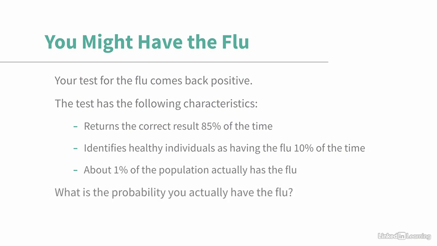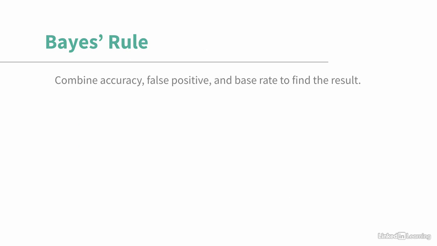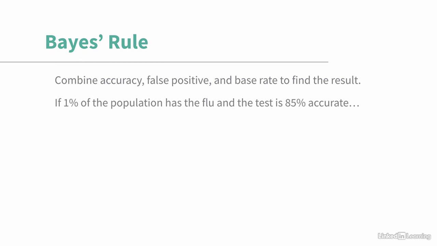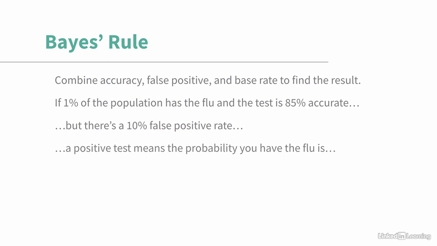So the question is, what is the probability that you actually have the flu? For this, we use Bayes' rule. We combine the accuracy, false positive, and base rate to find the result. So if 1% of the population has the flu, and the test is 85% accurate, but there's also a 10% false positive rate, a positive test means the probability that you actually have the flu is 7.91%. How we got to that number is the subject of the rest of this chapter.